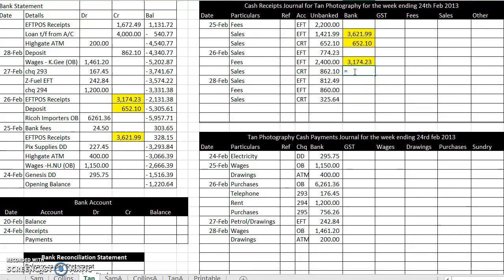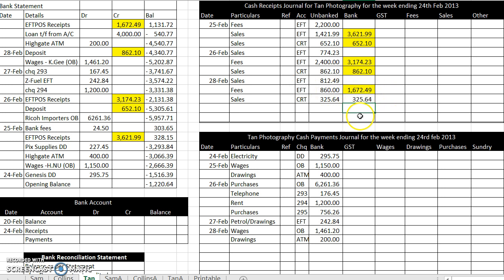Just one amount coming through the cash register tape, and you can see that's made the bank as well. Highlight those. Again, two EFTPOS, and that's made the bank. And there's just one cash register tape, and that hasn't made the bank, so we won't highlight that off.